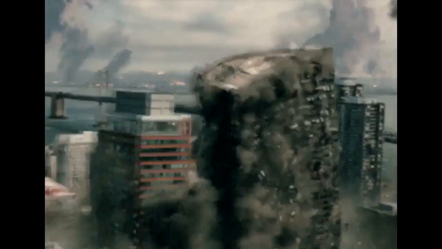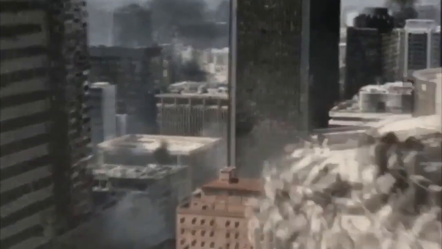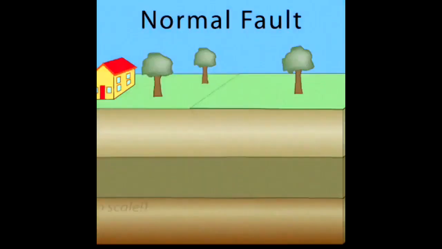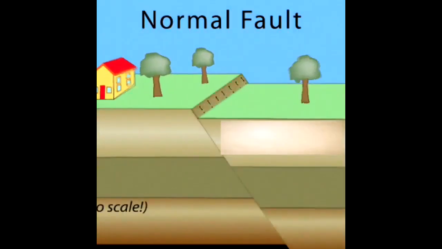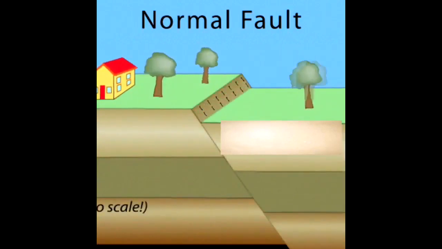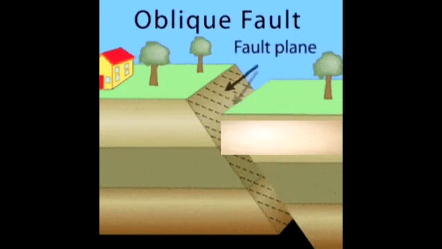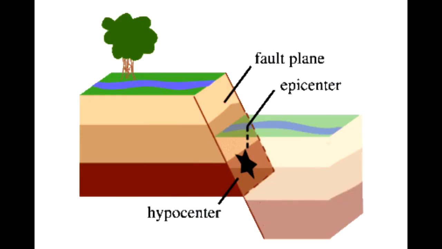Number three, spell earthquake. Earthquake is a sudden and violent shaking of the ground, sometimes causing destruction as a result of movements within the Earth's crust or volcanic eruption. An earthquake occurs when two blocks of the Earth suddenly slip past one another. The surface where they slip is called the fault or fault plane. The location below the Earth's surface where the earthquake starts is called the hypocenter, and the location directly above it on the surface of the Earth is called the epicenter.